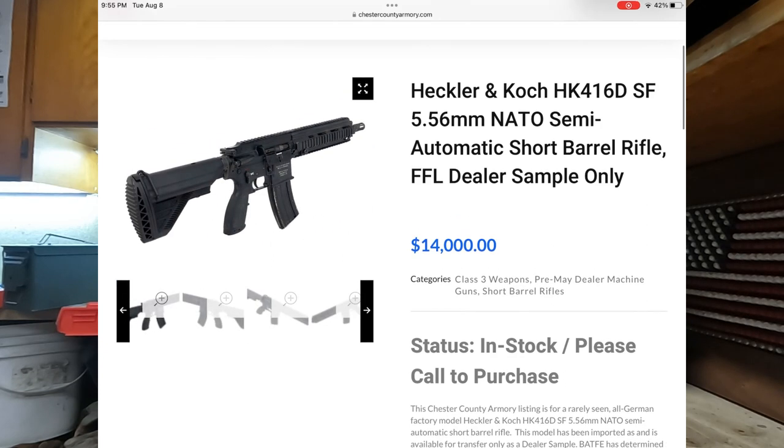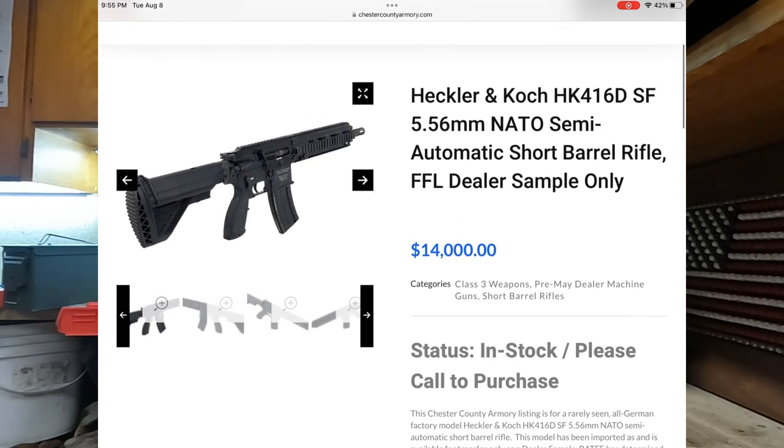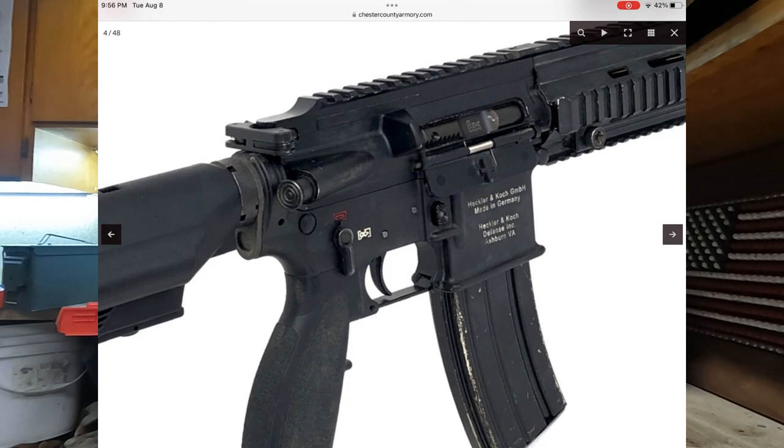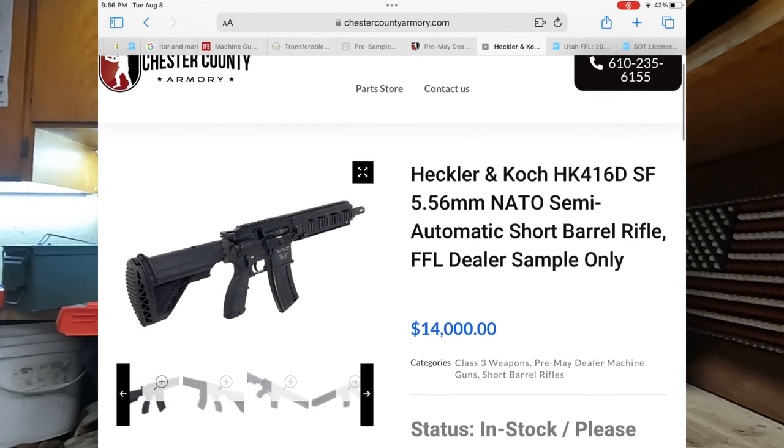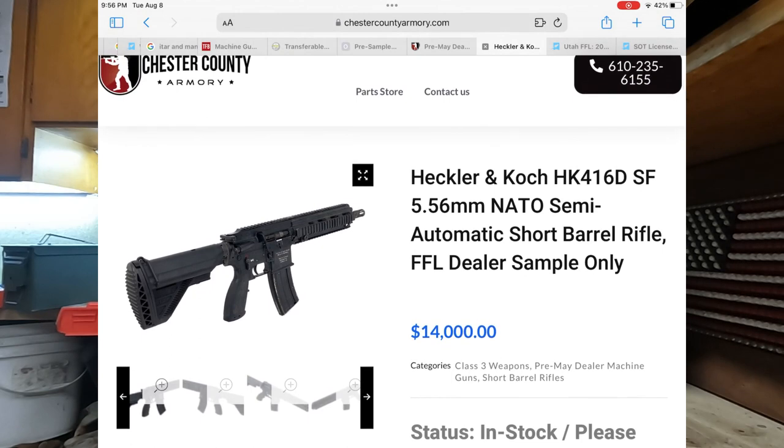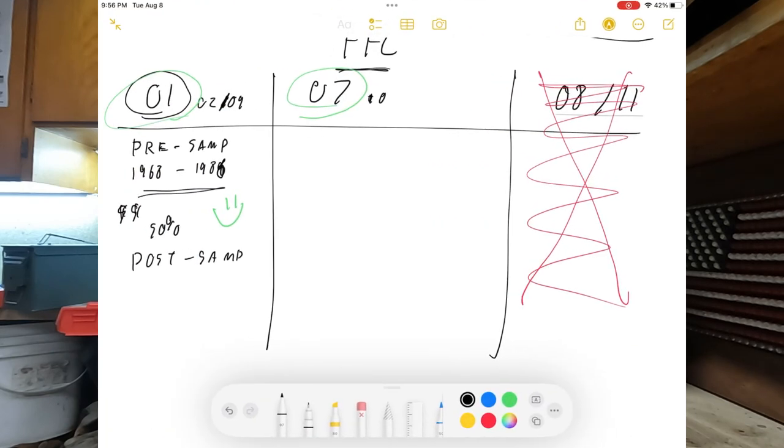Again, you're paying for the lower, but once you get this lower, you can put kind of whatever accessories you want on it. You have to have all your FFL and SOP paperwork in order to get this. Hence the reason it is expensive, but still cheaper, because you can keep it once you lose all your FFL.